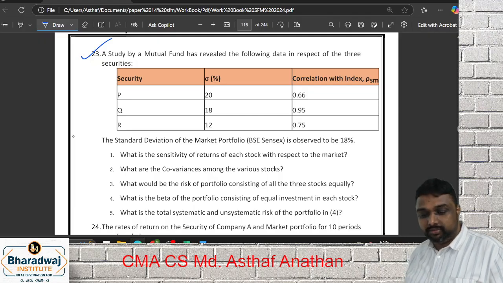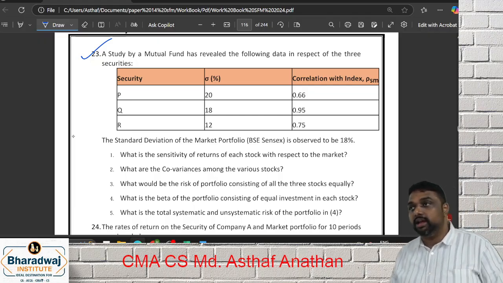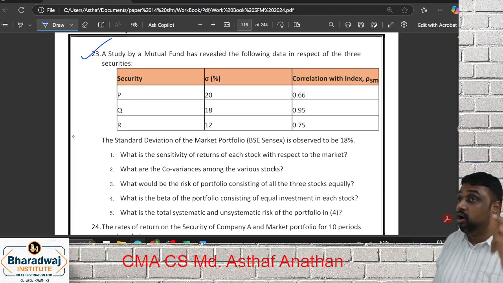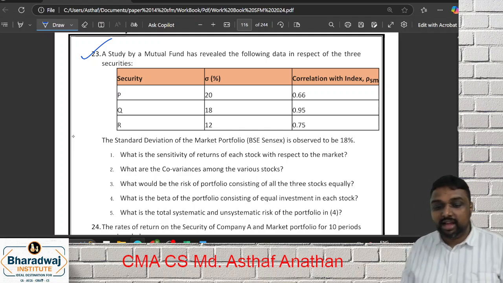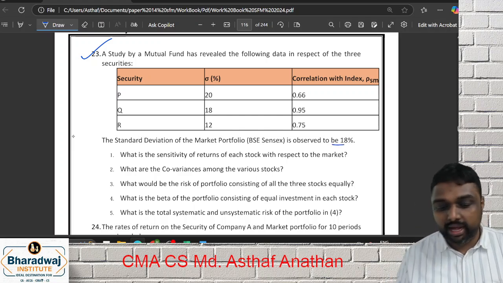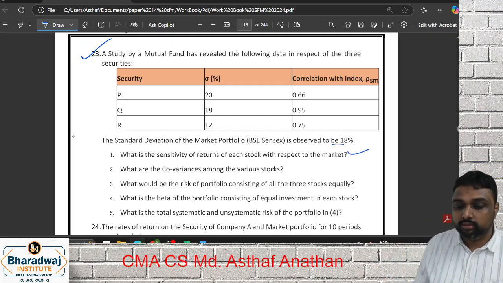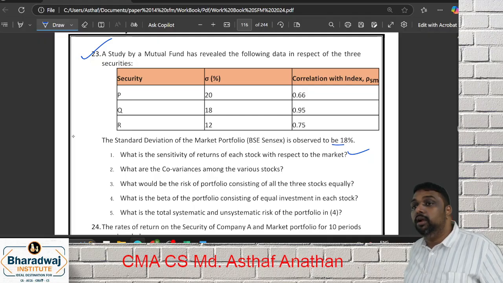Are you ready, friends? Yes. 23. Yesterday, when the mutual fund revealed the following data: PQR, standard deviation, correlation of stock with market. Index is another name for what? Market. They were asking, standard deviation of market is what? 18. What is the sensitivity of the stock with the market? Sensitivity of the stock with the market is called beta.